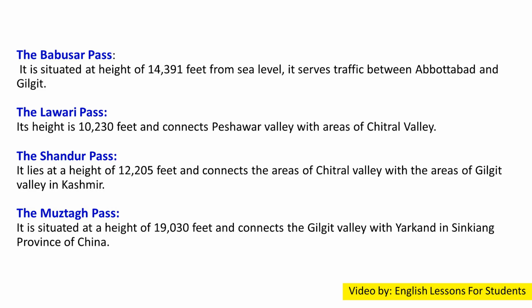The Lowari Pass. Its height is 10,230 feet and it connects Peshawar Valley with areas of Chitral Valley. The Shandur Pass. It lies at a height of 12,205 feet and connects the areas of Chitral Valley with the areas of Gilgit Valley in Kashmir. The Mustagh Pass. It is situated at a height of 19,030 feet and connects the Gilgit Valley with Yarkand in Xinjiang province of China.